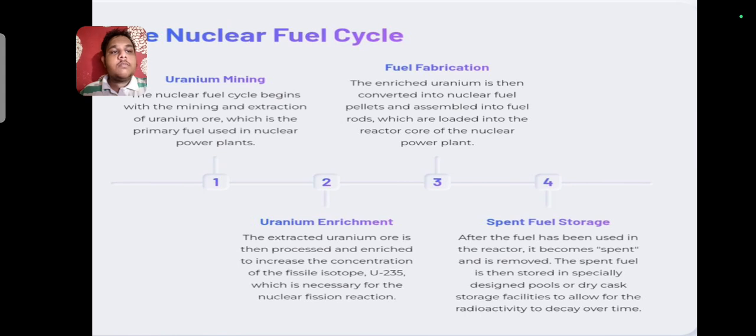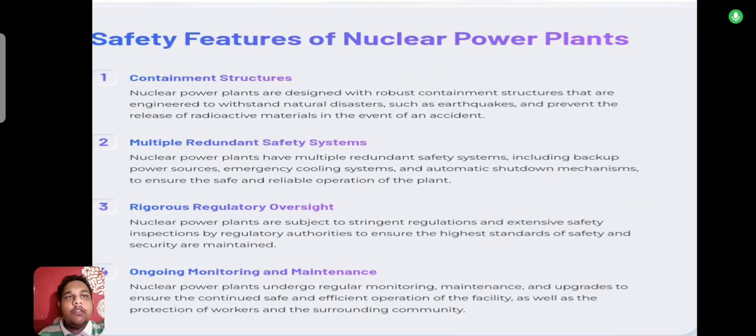Spent fuel storage. After the fuel has been used in the reactor, it becomes spent and is removed. The spent fuel is then stored in specially designed pools or dry cask storage facilities to allow for the radioactivity to decay over time. Key features of nuclear power plants. Containment structures. Nuclear power plants are designed with robust containment structures that are engineered to withstand natural disasters such as earthquakes and prevent the release of radioactive materials in the event of an accident.